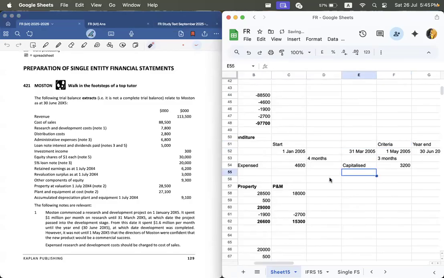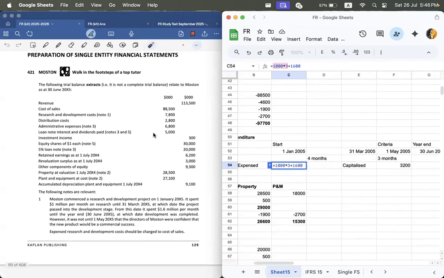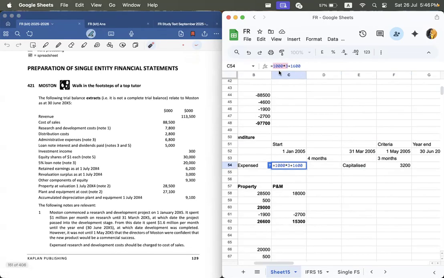So from 1st January till 31st March, this is a research project, so it should be expensed. Now look at the calculation. First 3 months, it is 1 million. I mean, how much is it? 1 million per month, right? Yes. So 3 million for the three extra months.